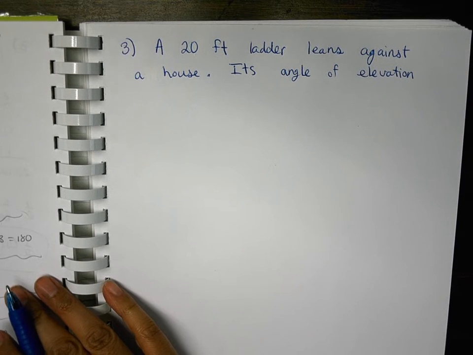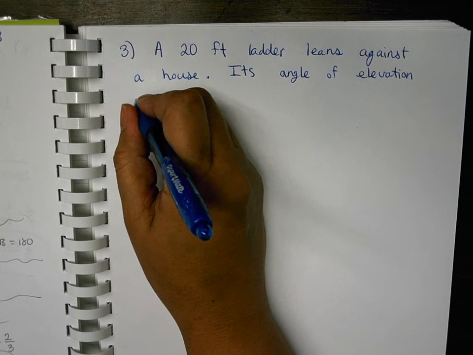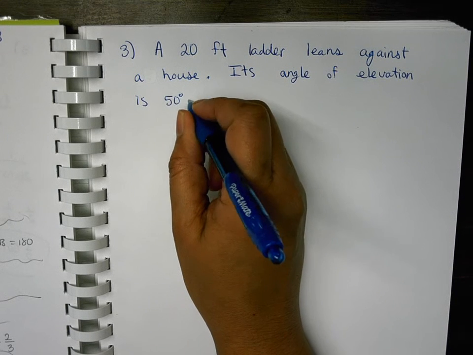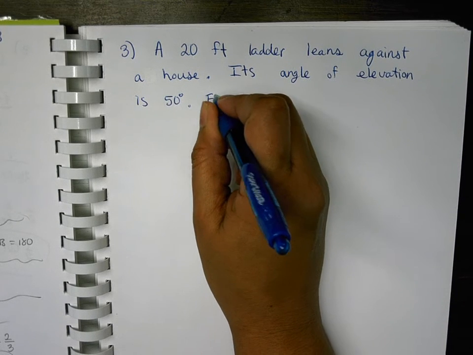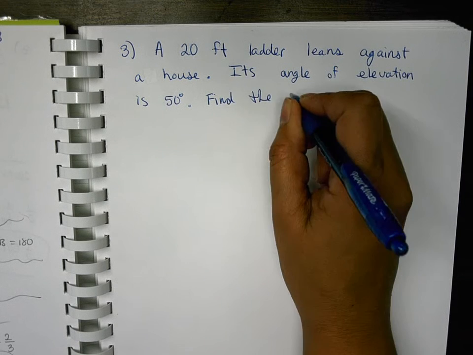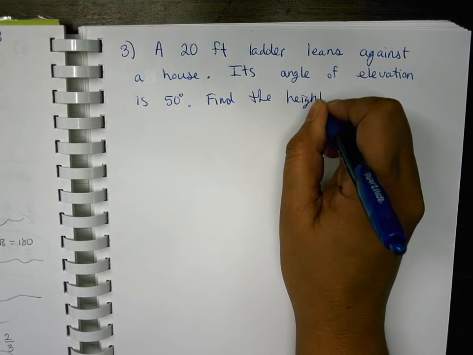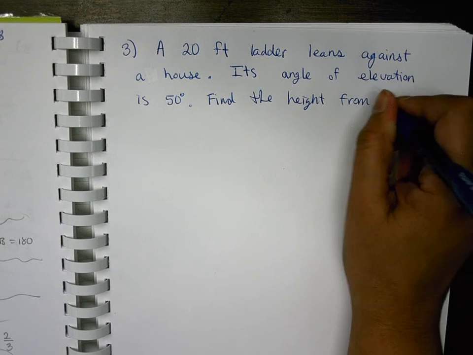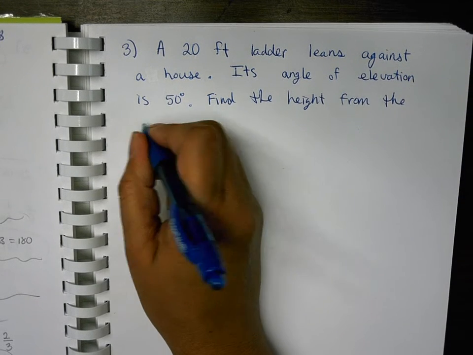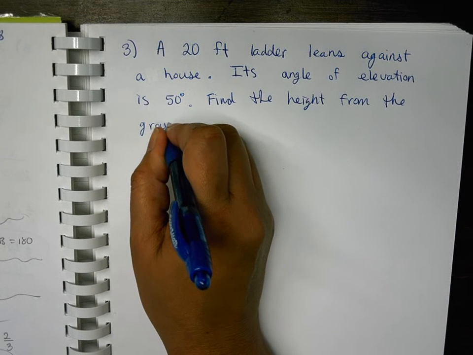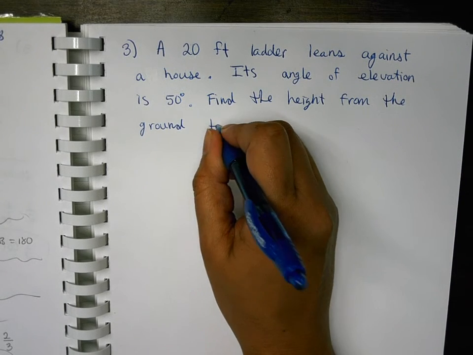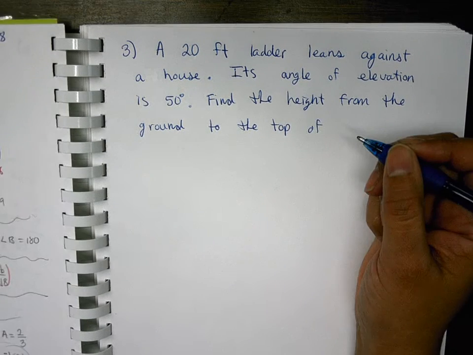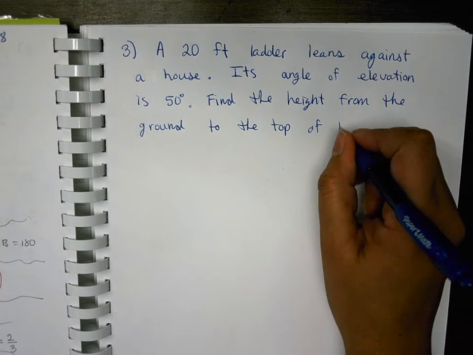A 20-foot ladder leans against a house. Its angle of elevation is 50 degrees. Find the height from the ground to the top of the ladder.